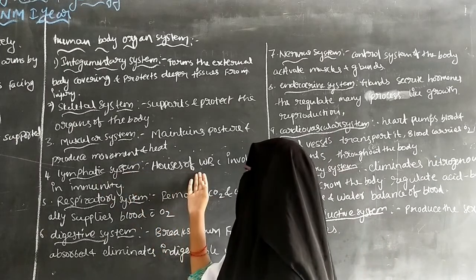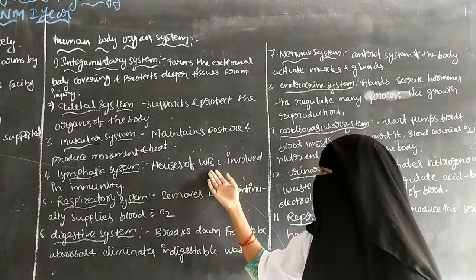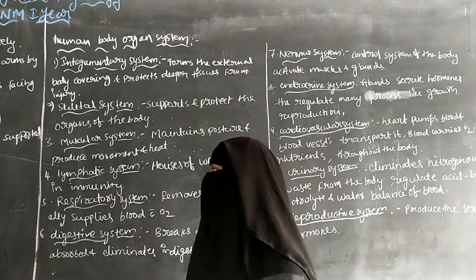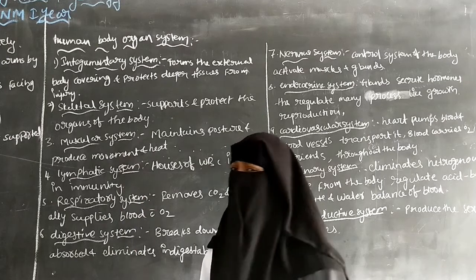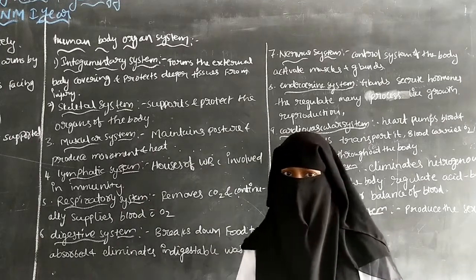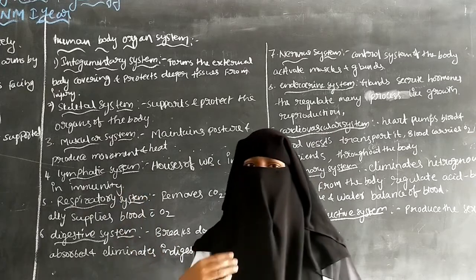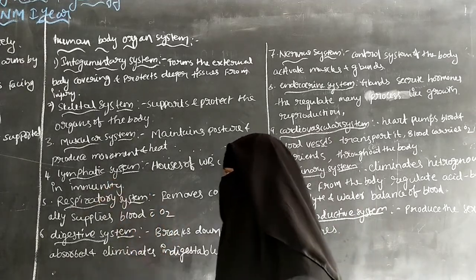There is a house for the lymphocytes. Lymphocytes, also called white blood cells, are involved in immunity. The immunity helps to protect from infection, to fight against the infection. So it is called the lymphatic system.